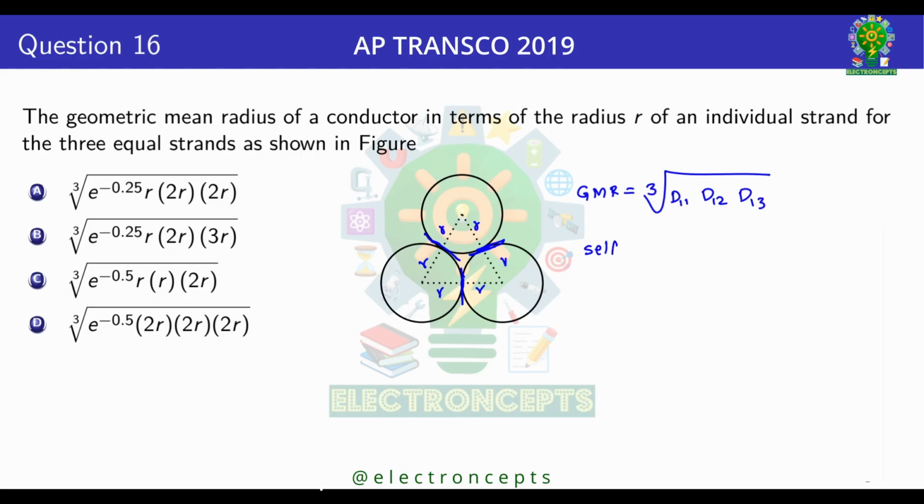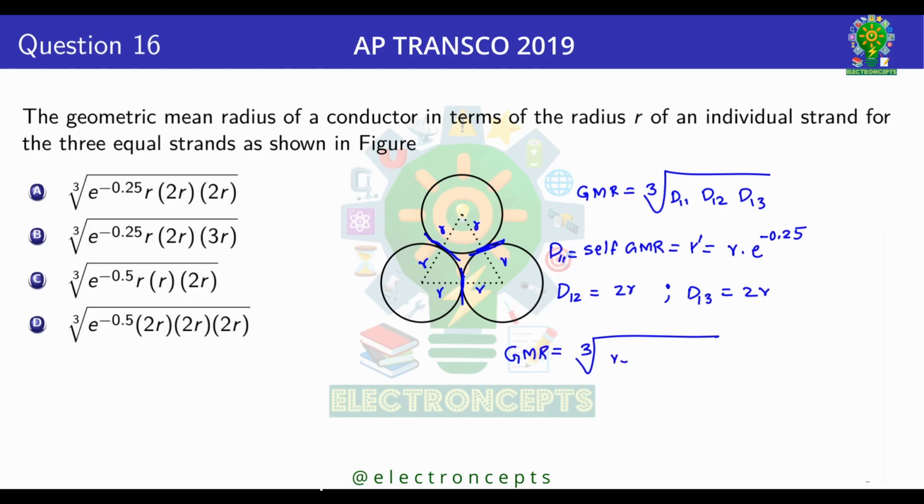Self GMR is given by r dash, which is equal to r into e power minus 0.25. D12 is the distance between centers of first and second strand, which is 2r. Similarly, D13 is also equal to 2r. Therefore, GMR of the conductor is equal to cube root of r into e power minus 0.25 into 2r into 2r. Option A is correct.